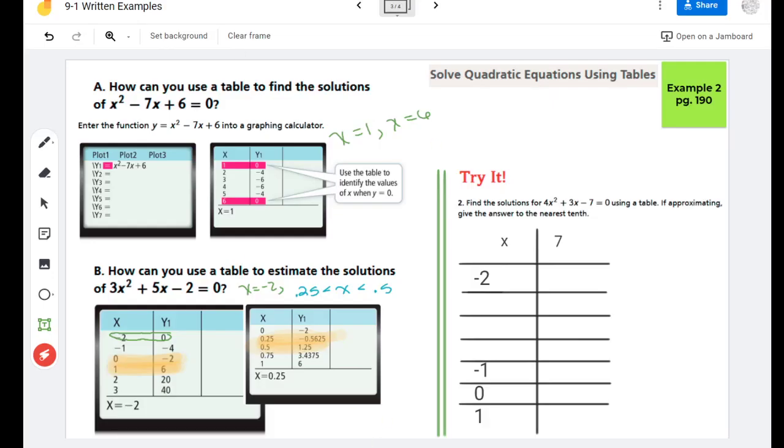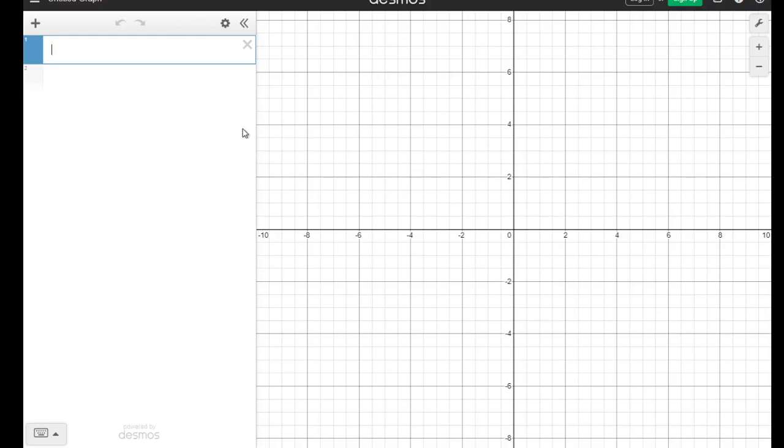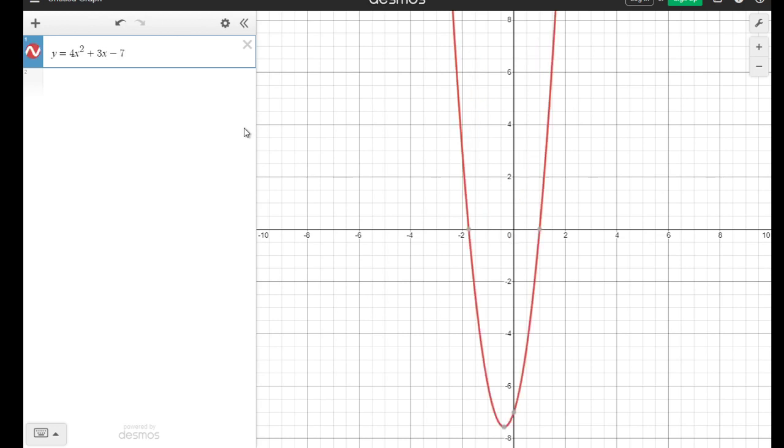So the first thing that we're going to do on Desmos is we are going to type in our equation. Now, their equation, see how it says equals 0? We don't quite want that. I'm going to say like y equals or f of x equals, and then just the quadratic part of it. We don't want the equals 0 on there. So there is our parabola.